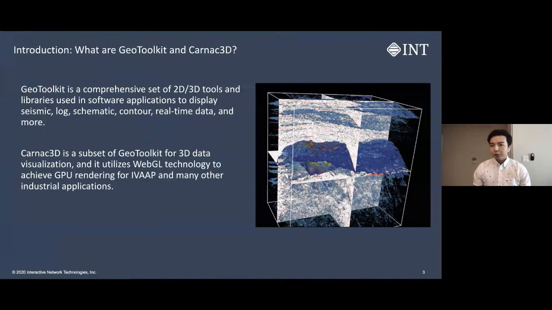Let me briefly introduce GeoToolkit and its 3D module called Connect 3D. GeoToolkit is a comprehensive set of 2D 3D libraries that allows developers to render graphics in their web applications. Connect 3D is a subset of GeoToolkit, and it utilizes WebGL to achieve GPU rendering.